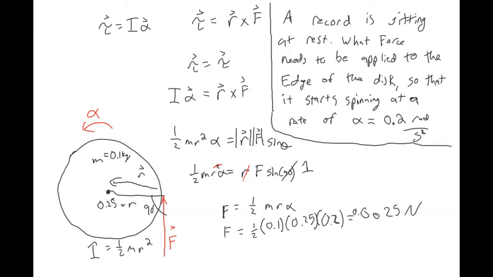So any questions about this process? So you take your two different equations for torque, you set them equal to each other, and then that allows you, if you're given three of these variables, to find the fourth one.